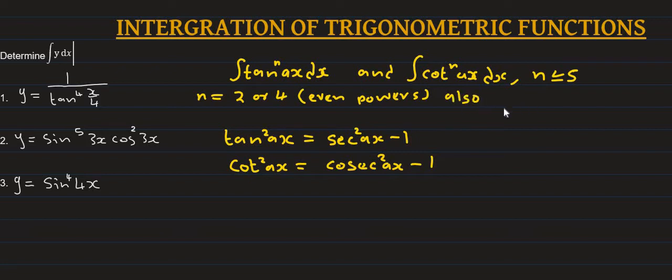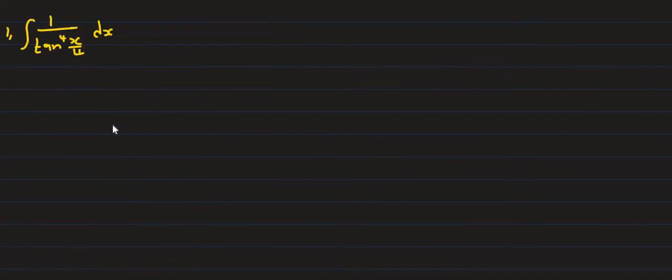Then also, when we have 3 or 5, odd powers, we use the same identity. Then the rest is to solve the problems. So let's do the example. Let's try to apply the identity. Example number 1.